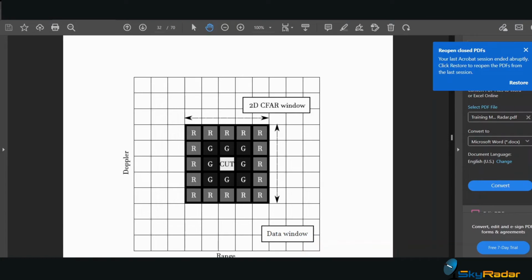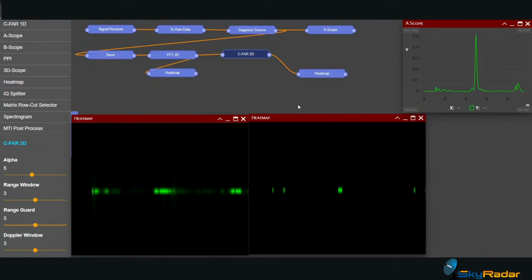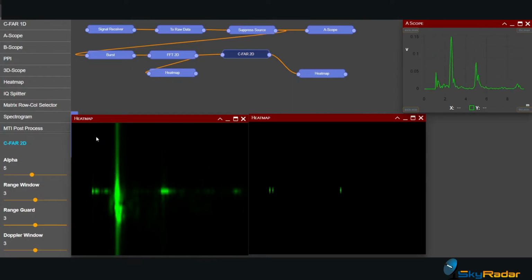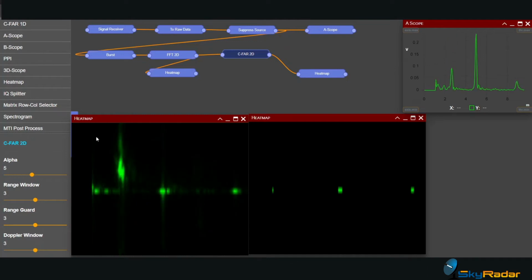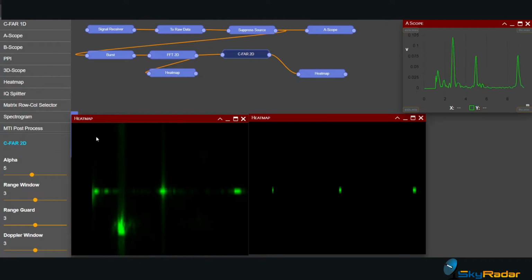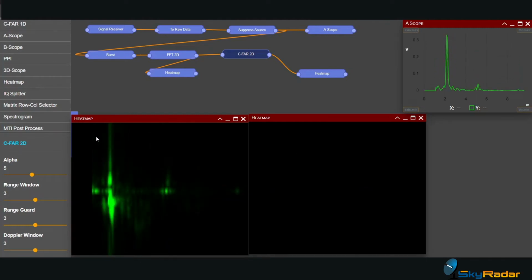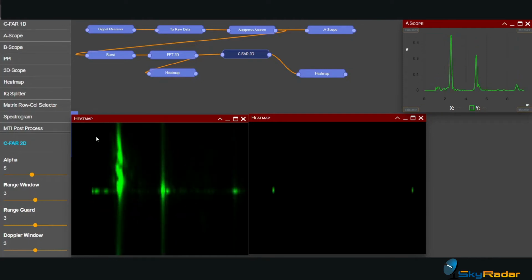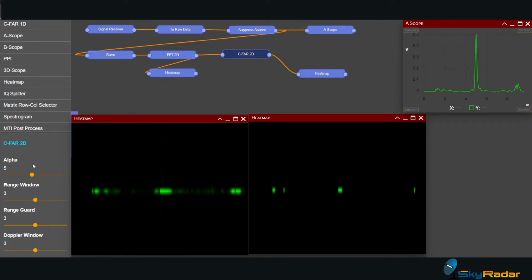Now let's come back to the FreeScope and observe. After we click on the CFAR 2D block, we can see on the left side the alpha, the range window, the range guard, and the Doppler window. As you can see on the screen, I'm doing some movement, going back and forth, and now I'm starting to change the parameters and observe what will happen.